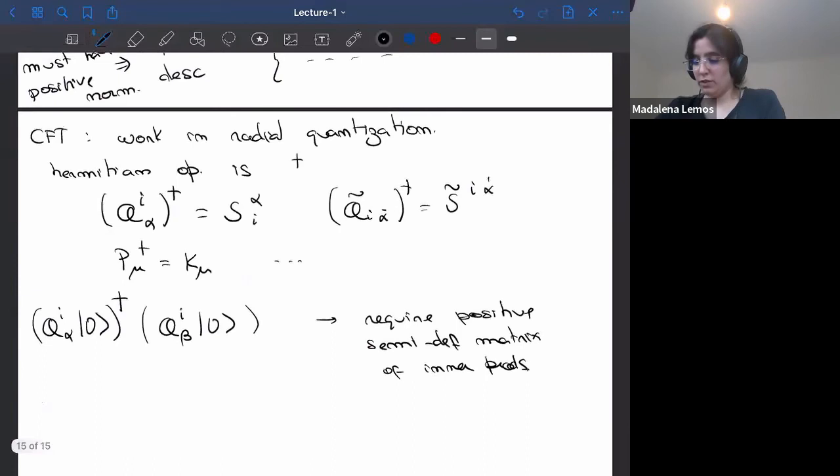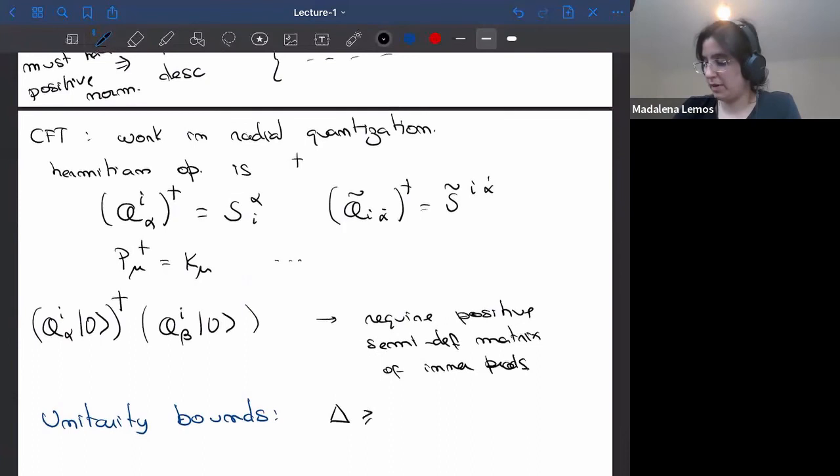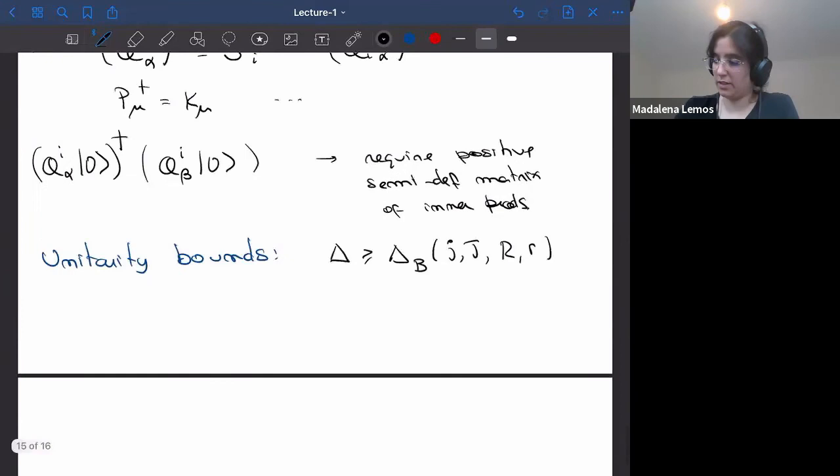So what this results in is what are called unitarity bounds, that tell you typically that the scaling dimension is above some value, let me call it delta B, that is a function of all the other quantum numbers of the primary. So you get inequalities like this that tell you that the scaling dimension of the superprimary is bounded by some function of all the other quantum numbers.